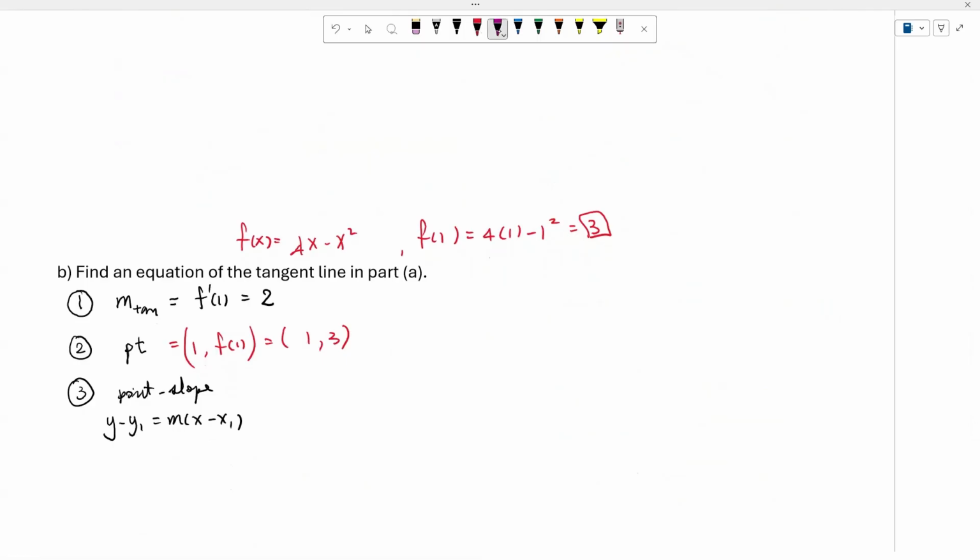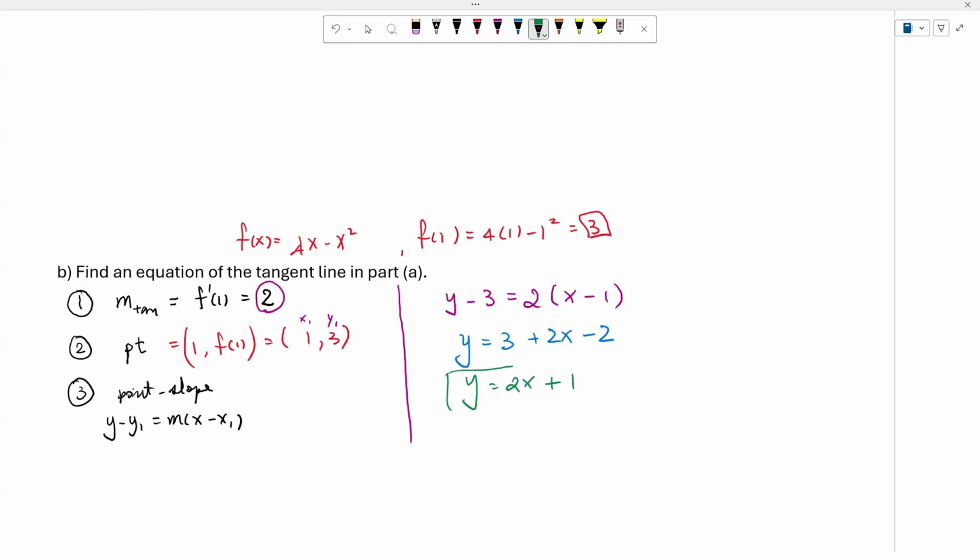Then now let's work it out. So I will have y minus 3. Again, this is x1, this is y1. Y minus 3 equal to the slope 2, x minus 1. And now I would like to simplify. So I will have 3 plus 2x minus 2. Then my answer will be 2x plus 1.